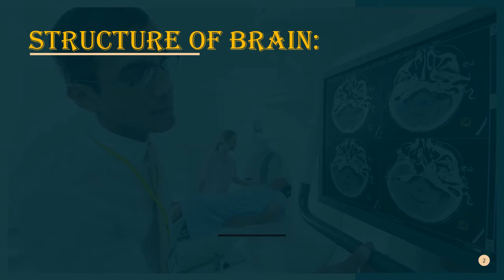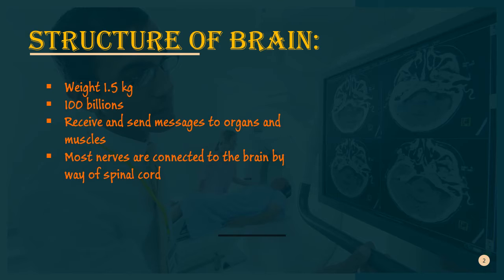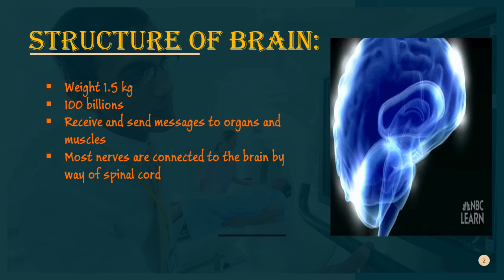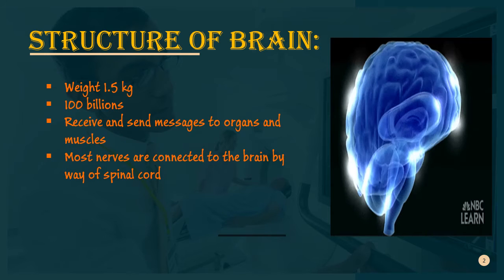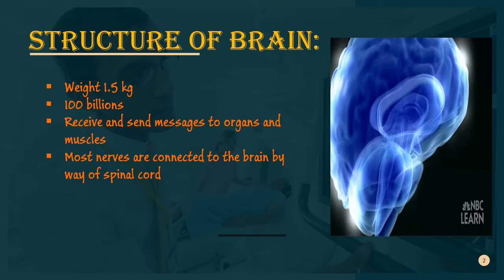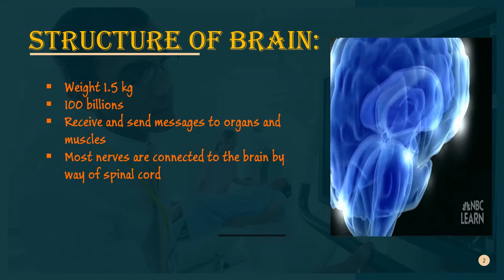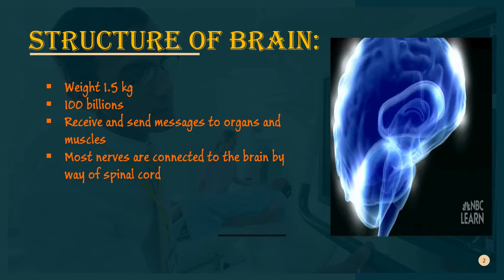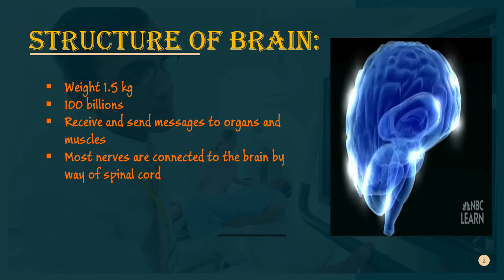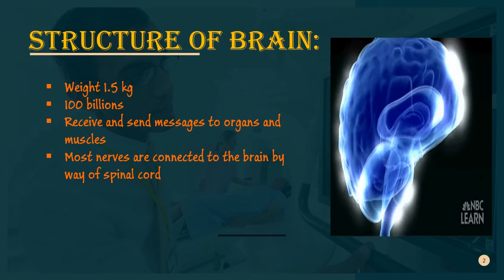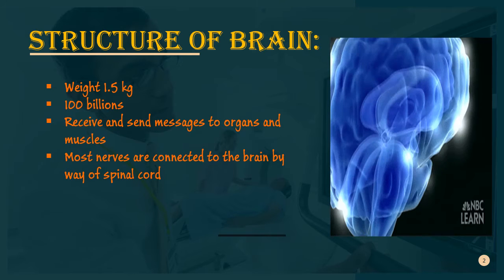Structure of the brain. The human brain weighs about 1.5 kg and contains 100 billion nerve cells connected with each other, making an extremely complex network. The brain receives and sends messages to organs and muscles. The messages are sent as tiny electrical impulses, which travel at speeds up to 100 meters per second. Now, most of the nerves are connected to the brain by the spinal cord.